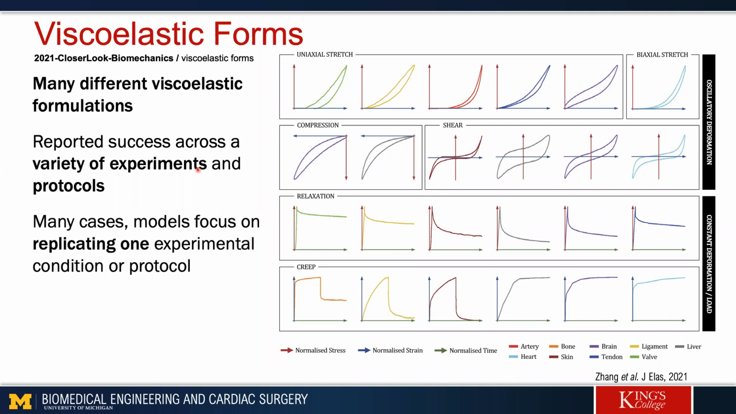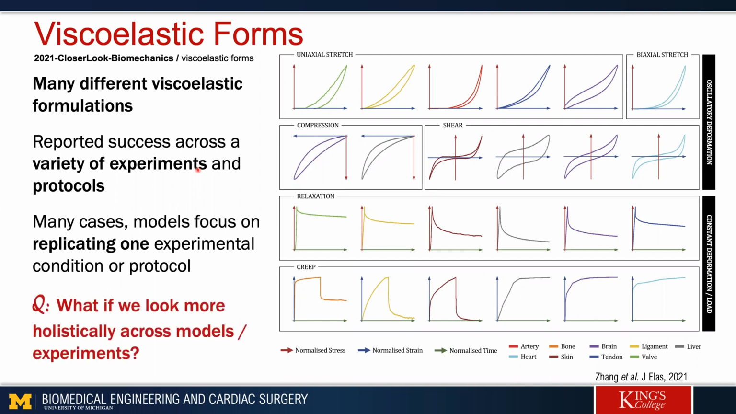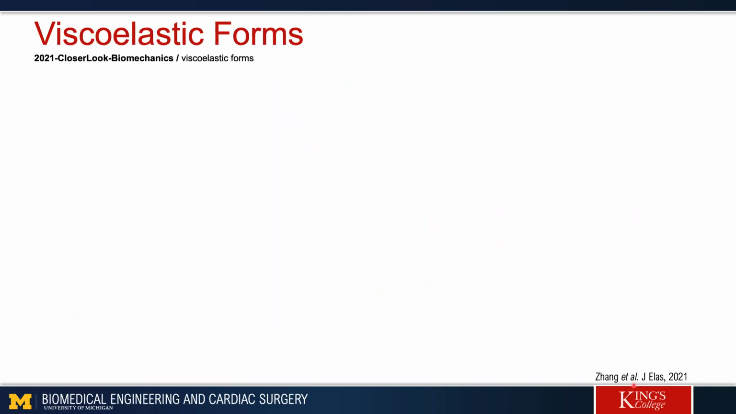But one thing that we noticed is that usually the papers were focused on more or less replicating one experimental condition or protocol, or maybe just a few different ones. And so we thought it would be worthwhile to take a more holistic look across all of the models and across all of the different types of experiments: compression, shear, oscillatory shear, creep, relaxation, etc., and see how these models behave. And that's what we did in this paper that we published recently in Journal of Elasticity.